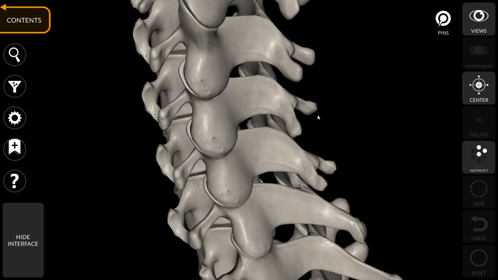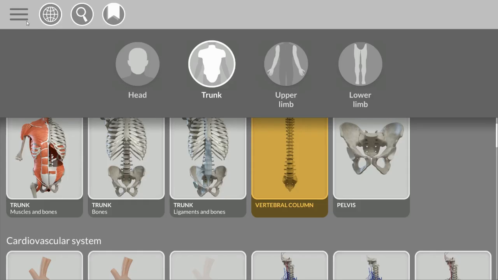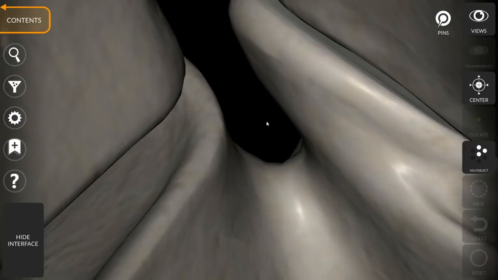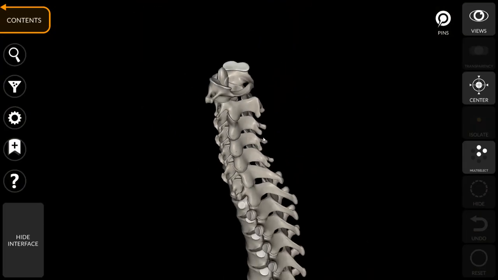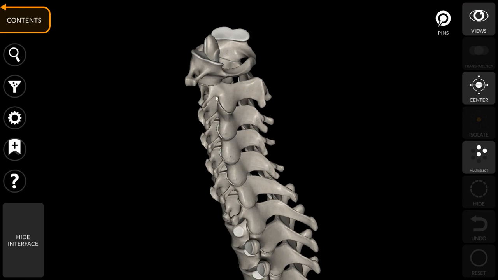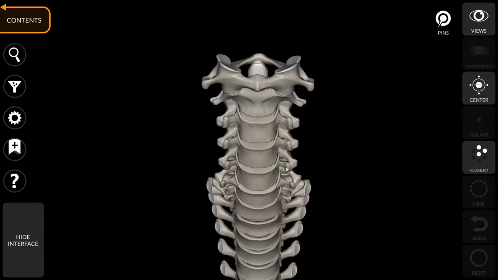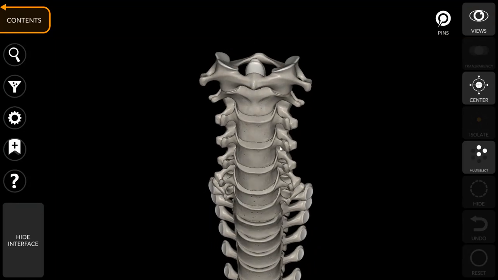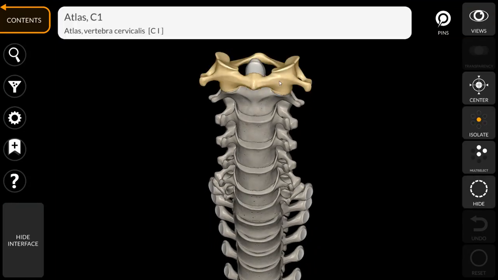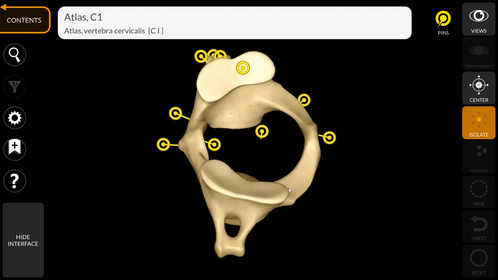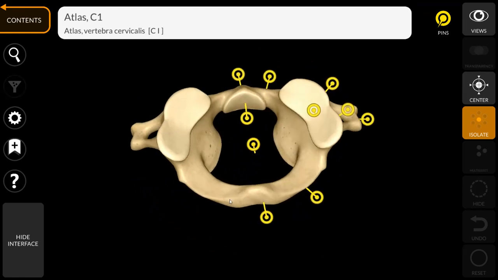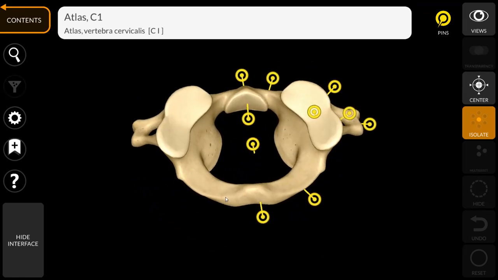Okay, class, now we continue. C3 until C6 we classify as typical cervical vertebrae. Now we talk about the atypical cervical vertebrae, starting with C1. So this is C1. C1 is classified as an atypical cervical vertebra, or we can say something like a weird cervical vertebra.